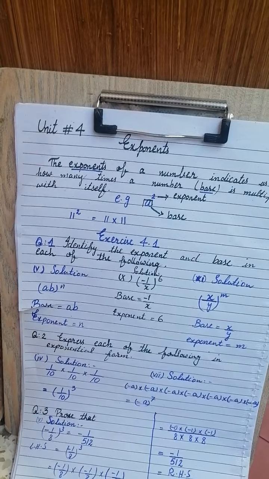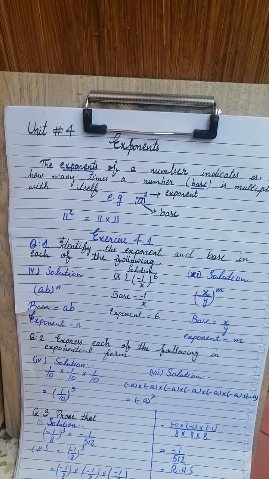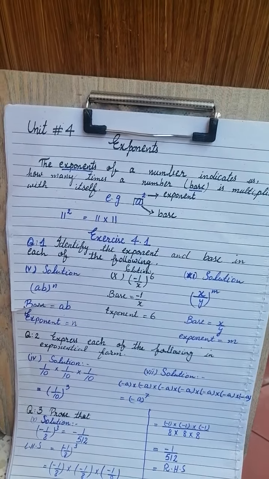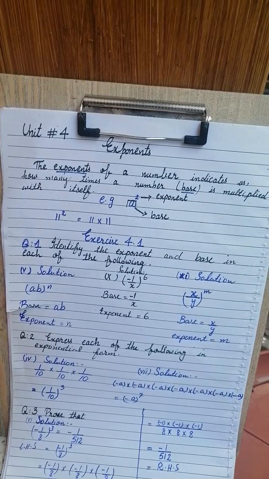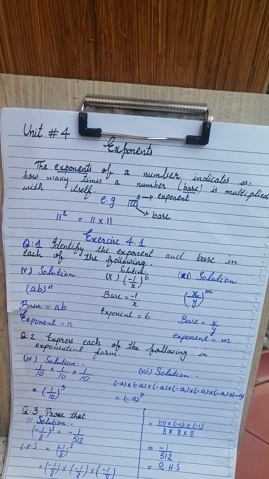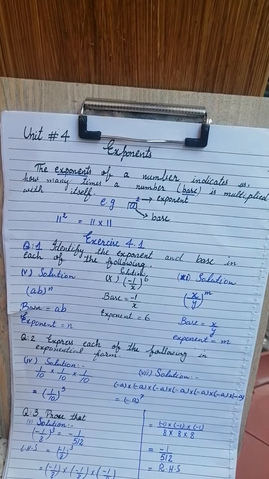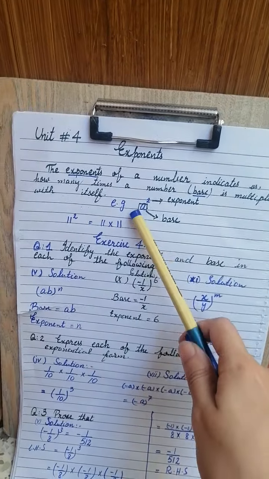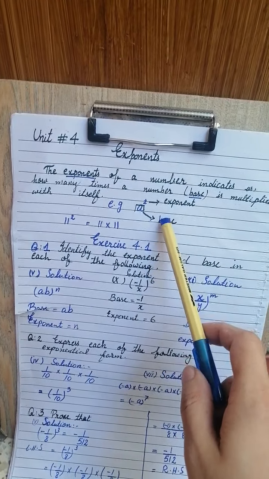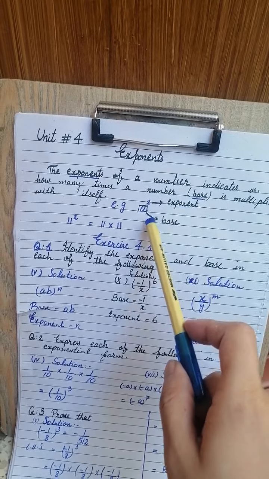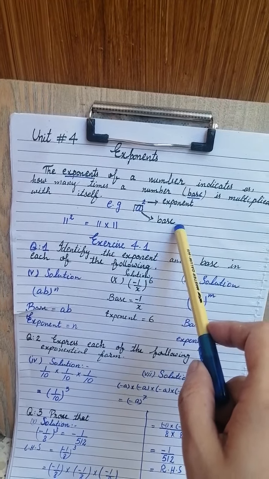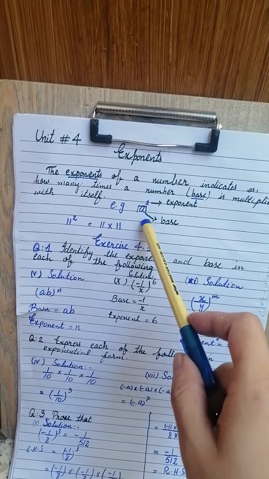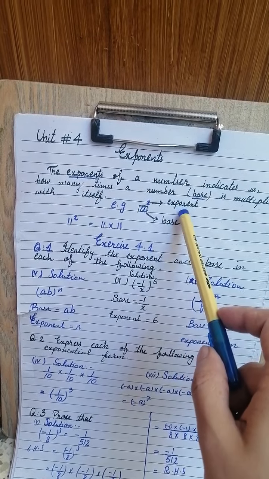How do we define exponents? The exponent of a number indicates how many times the base is multiplied by itself. Here are two words, exponent and base. I am telling you about the exponent and base here. For example, here is the number a square. Here 2 is called the exponent and a is called the base. That means the number above the base is called the exponent.